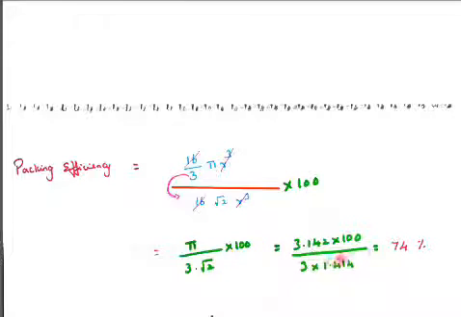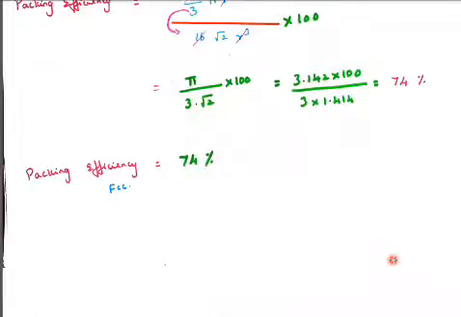Then substitute the pi value into 100 by 3 into root 2, where root 2 is 1.414. We are getting 74% for the FCC. The packing efficiency for FCC is 74%. What is the space left out, meaning the empty space? It is 26%. We are supposed to say 26% for the empty space in the FCC type.